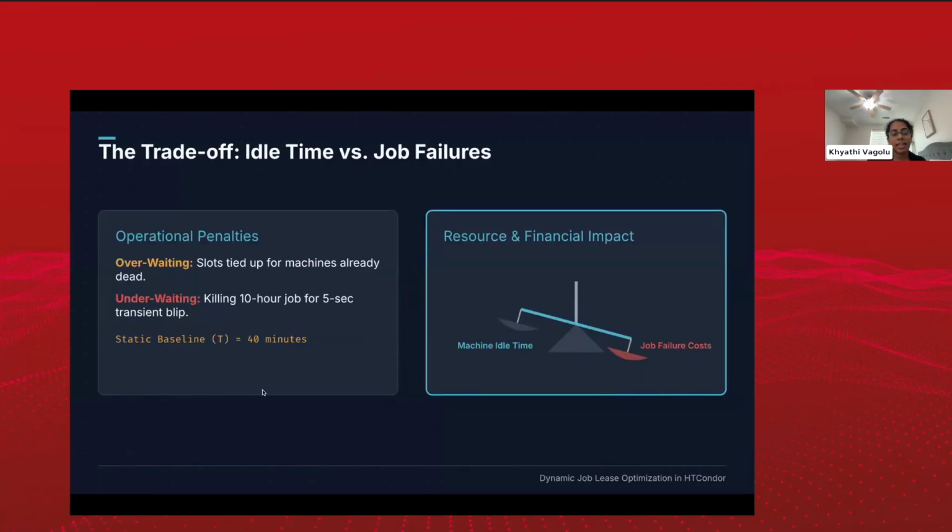So the trade-off that we'd be talking about is basically idle time versus job failures. If we wait for too long, then we're basically having slots tied up to machines that are already dead, and that is just wasted compute. On the flip side, if we're waiting too little, then we would be killing jobs that may have successfully reconnected if we waited a little longer. So we want to find a balance between idle time and failed jobs.